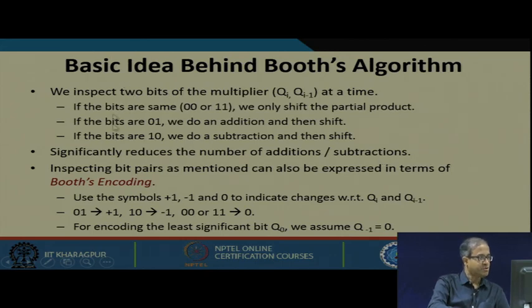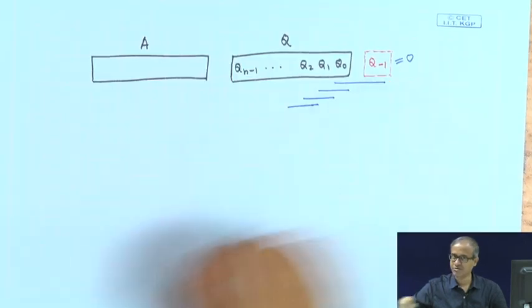Now in some textbooks you will see that instead of looking at these bit pairs, they have used an alternate notation called Booth's encoding. They have used the symbols plus 1, minus 1 and 0 to indicate the status of these bit pairs, whether they are changing or not changing. If the bits are 0 and 1, you code it as plus 1. If it is 1, 0, you call it minus 1. If it is 0, 0 or 1, 1, they do not change, you call it 0. And I have already said that for coding the last bit, we assume that the extra flip-flop Q minus 1 that we have added here is initialized to 0.